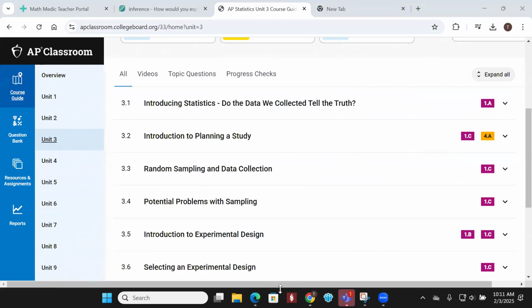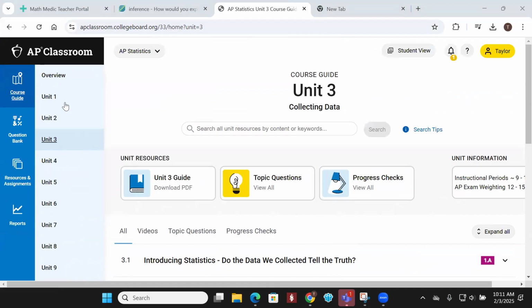If for whatever reason you're not on AP Classroom, I will put up the codes in just a second.